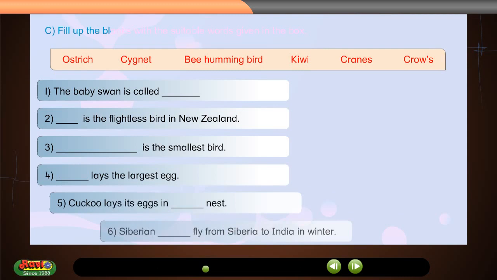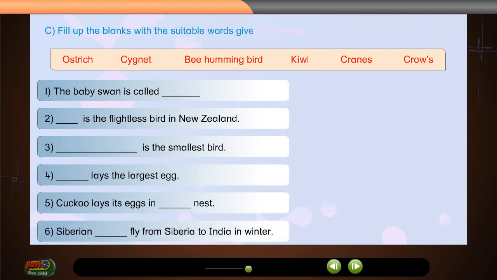C. Fill up the blanks with the suitable words given in the box.